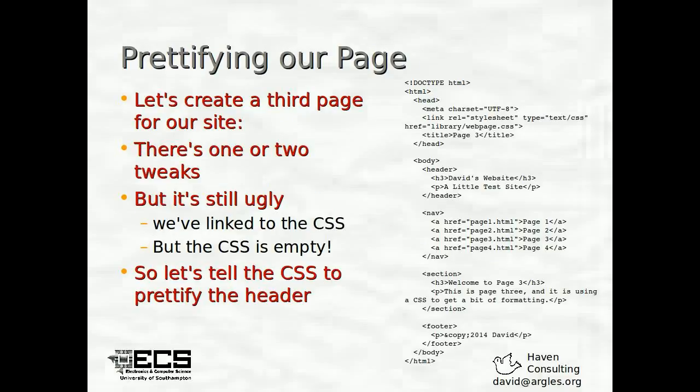So on our little example website, I'm leaving page1.html and page2.html as they were, so we can see a bit of progression going on there. And I'm creating a page3.html, which is more or less the same. There's one or two tweaks, but it's still ugly. We have now linked it to the CSS file, but the CSS is empty. So let's now get to work editing the CSS file to tell it to make the site look better.